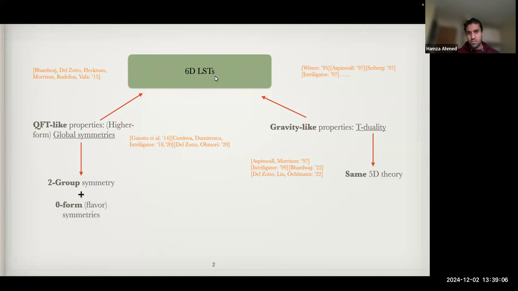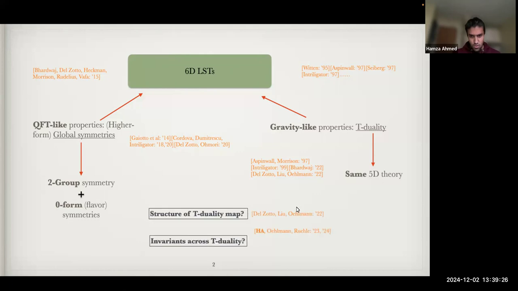So the way I like to think of these little string theories is that they're special quantum field theories with this additional property of T-duality. So in particular, you can sort of use this T-duality to look at the theory in a frame where its description is simpler.